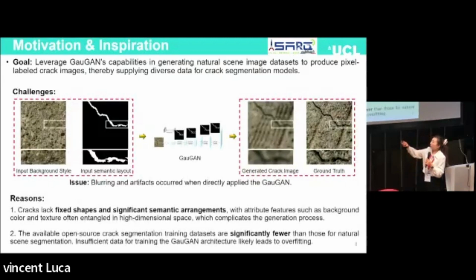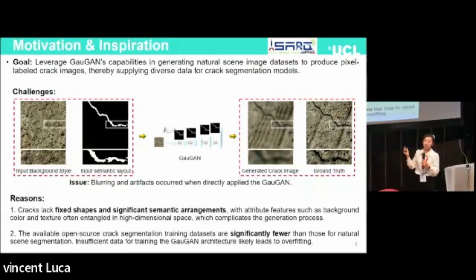You can see we input the background style information and the semantic layout, and after processing with the GauGAN method, we can generate the crack images, this one. And this is the ground truth. But we found that GauGAN still has limitations because the images are blurry and have artifacts.